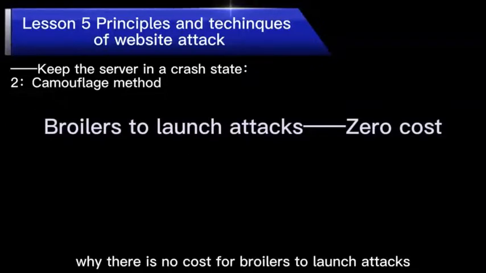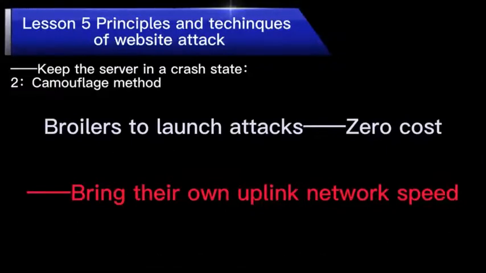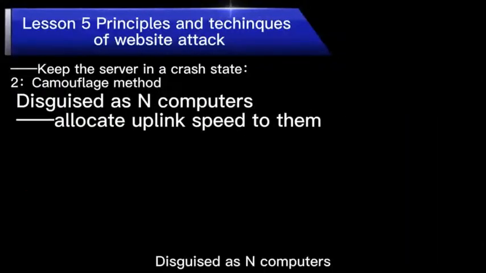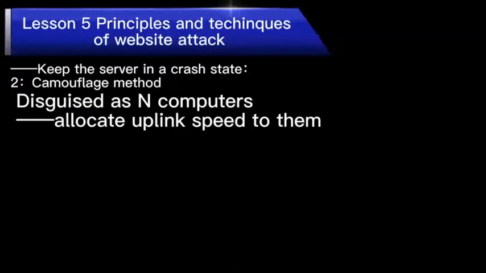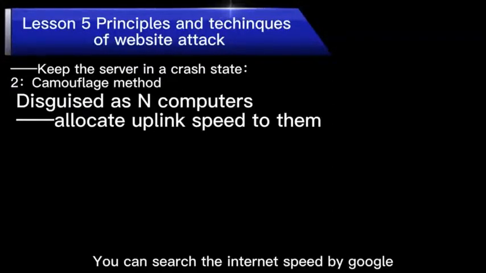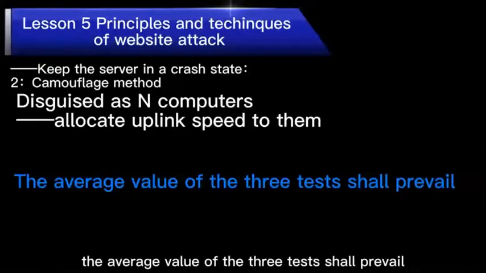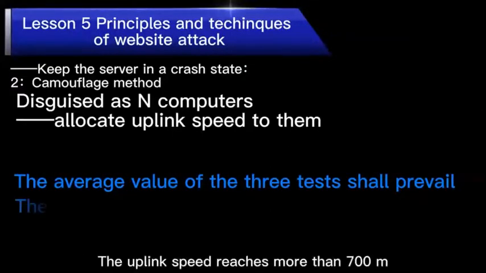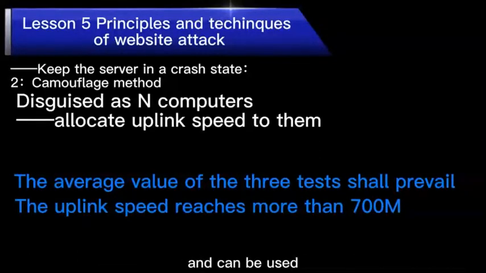The reason why there is no cost for broilers to launch attacks is that they bring their own uplink network speed. Disguised as end computers, it is necessary to allocate uplink speed to them. You can search the internet speed by Google. The average value of the three tests shall prevail. The uplink speed reaches more than 700 m and can be used.